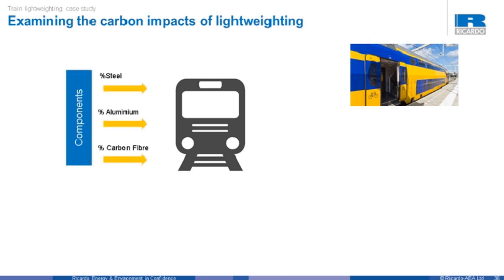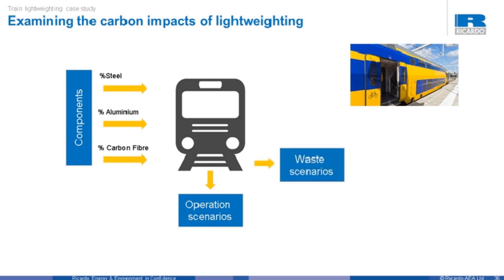These inventories represented a low-weight train with composites and aluminium, the default materials, and a high-weight train with more steel components. We built scenarios into the model to represent different operating options, such as regional and intercity uses. And we added waste scenarios to assess the impact of poor and high recyclability of the different materials.